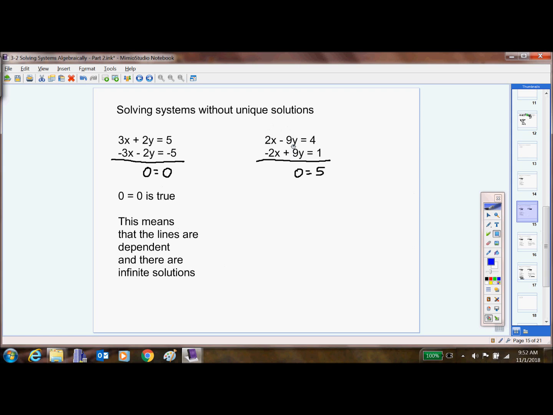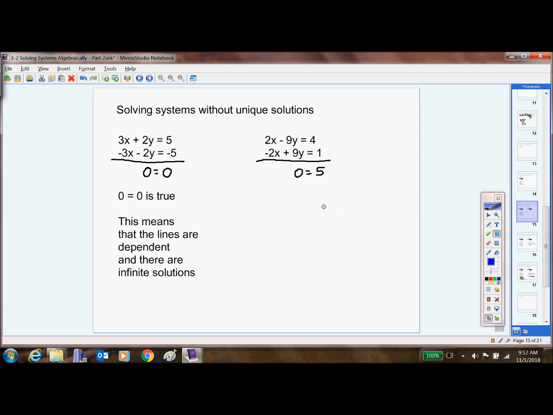Here's one that looks pretty similar. These are still equal and opposite. Our variables disappear, but this side doesn't. And we get 0 equals 5. Is that a true statement? It's a false statement. So if true means there are infinite solutions, what do we think that false is going to tell us? There is no solution. And if there's no solution, what would be true about the lines? Remember, these are graphs of lines.